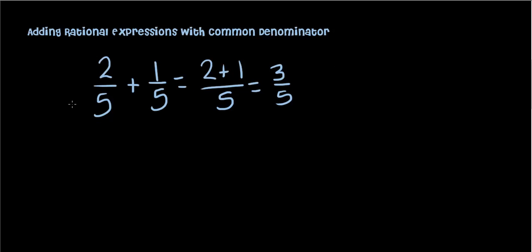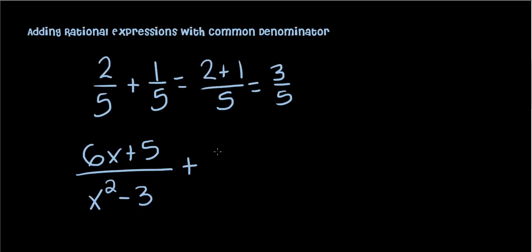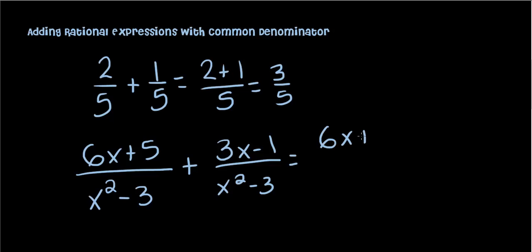So we're going to be performing this operation, but now we're going to do it with variables. So let's say that I have to add 6x plus 5 over x squared minus 3 plus 3x minus 1 over x squared minus 3. So on this one, we just have to add the numerators. There's really not a whole lot of things that you need to do. So it's going to be 6x plus 5 plus 3x minus 1 over x squared minus 3.